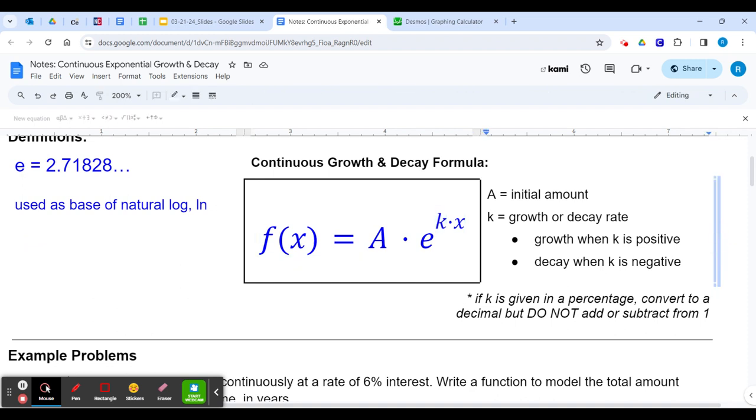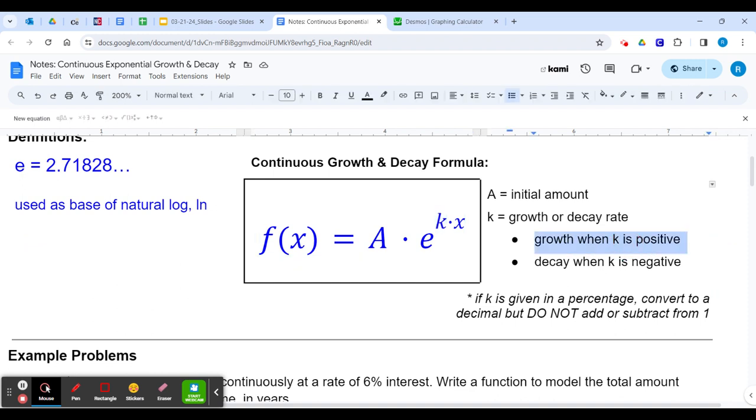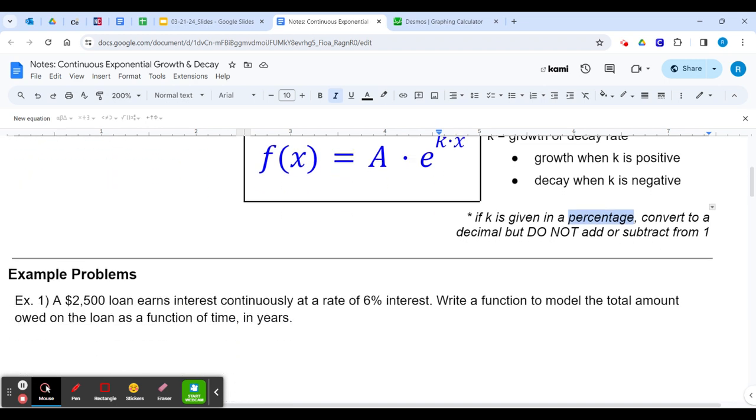Now, a couple of things about this. When k is positive, we're going to see growth. When k is negative, we're going to see decay. That's one thing that makes it a lot easier to work with than what we've been dealing with earlier. The other thing is that if k is given as a percentage, we don't need to worry about adding or subtracting from 1. We just need to convert it to a decimal. So another way where it's easier to work with.